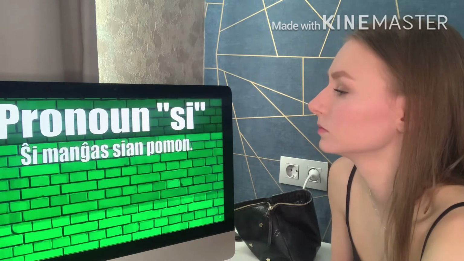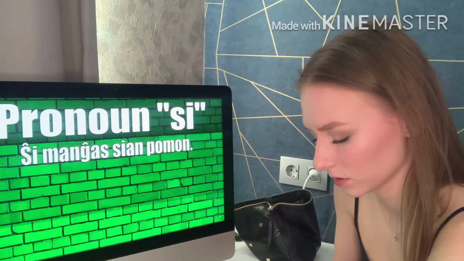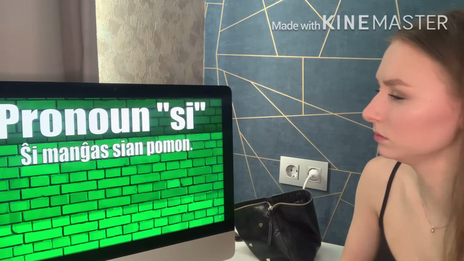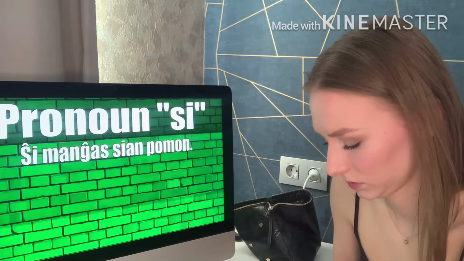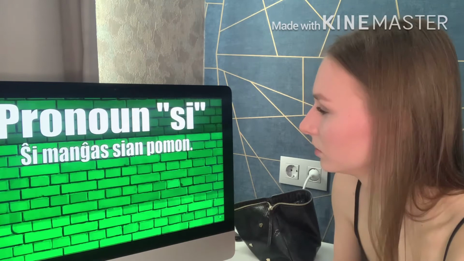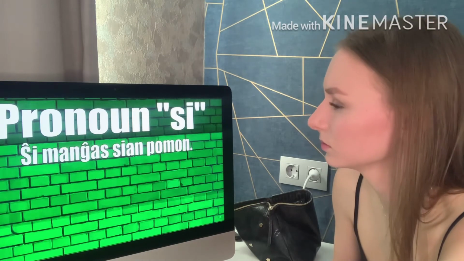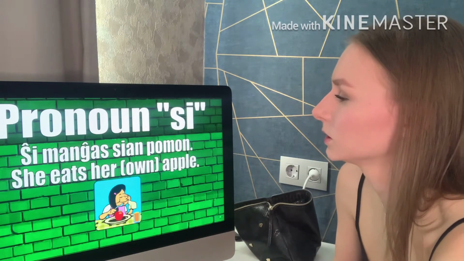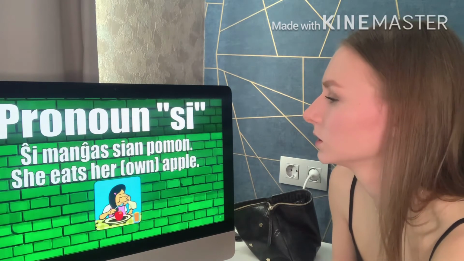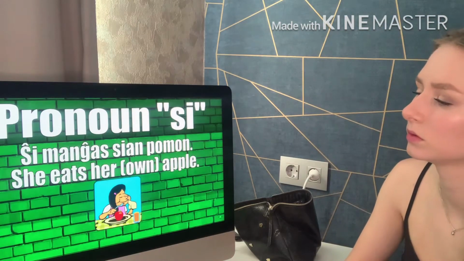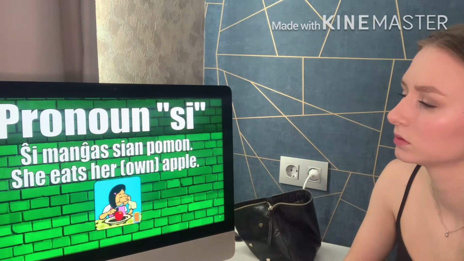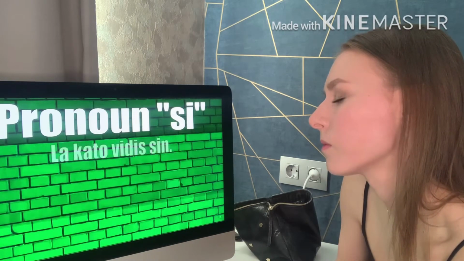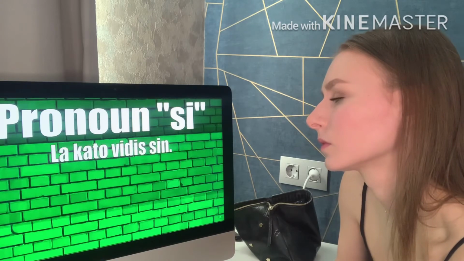Another example is ŝi manĝas sian pomon. Remember that we can add the letter a to any pronoun to make it possessive. And we added the letter n to sia and pomo because it's the direct object of the sentence. It's the thing that's being eaten. So ŝi manĝas sian pomon means she eats her own apple, not anyone else's. So if we said ŝi manĝas ŝian pomon instead, this would mean she eats her apple, but it's another person's apple. Another example is la kato vidis sin.